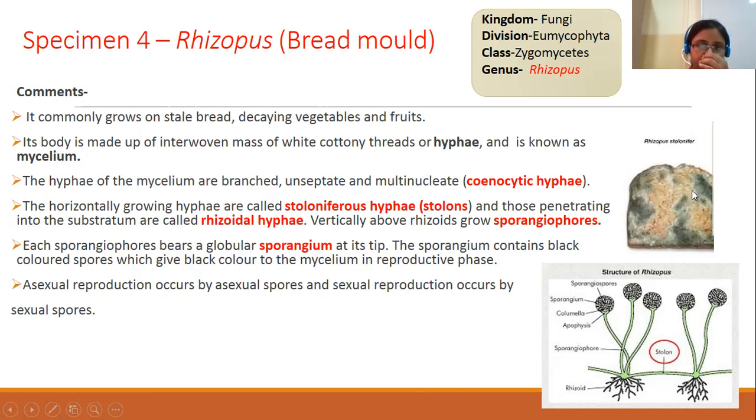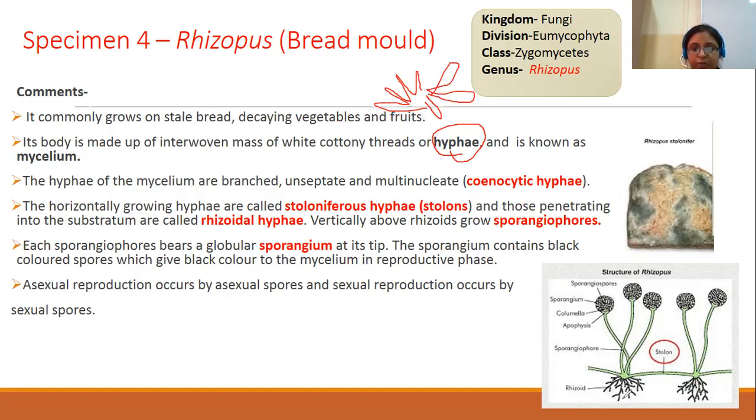इससे आपकी पूरी ब्रेड खराब हो जाती है, स्पॉइल हो जाती है. So you find this Rhizopus. It grows commonly on stale bread, decaying vegetables and fruits. Fine. Here, since this is a fungus, the body of the fungus is multicellular. It is made up of hyphae. These are the tubular structures which are called hyphae. And the network of these hyphae we call the mycelium.